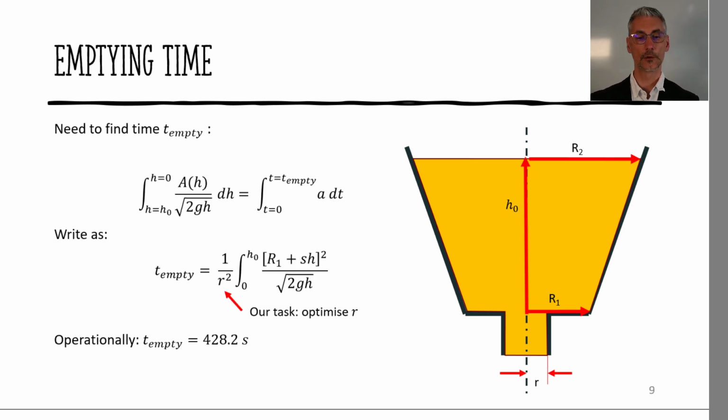So we can now put this in a little different order because we want to find the empty time, so we rearrange all the terms, separate by dh and dt, and we can rewrite this as the following equation. So the emptying time is 1 over r squared, where r squared, as you remember, is the quantity that we need to optimize, times the following integral. And if you remember from the previous few slides, this needs to be equal to 428.2 seconds. So we want to choose R2 so that on the left we have 428.2 and on the right we have the integral with r squared.